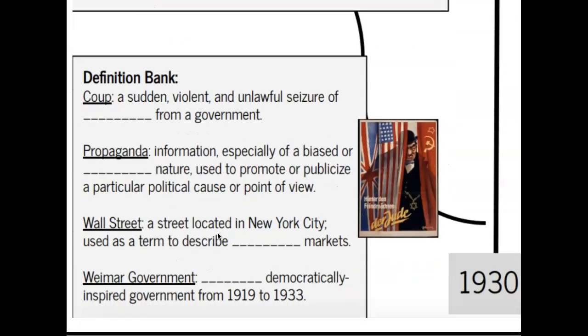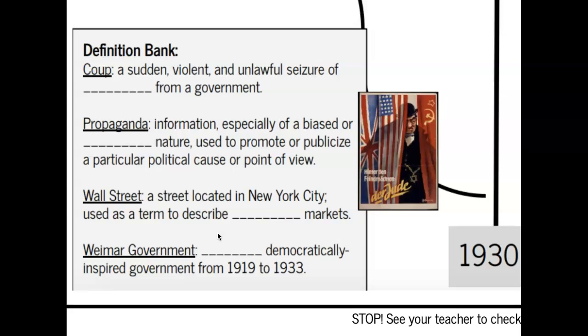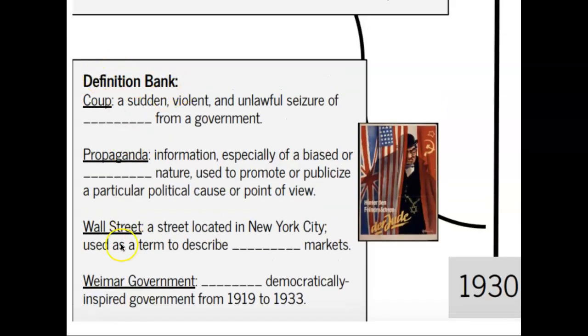Okay, so we know that things are going well in America, and that impacts the rest of the world economically. Before we jump into the timeline, let's look at these definitions down here. There are 4 important terms that we would like you to know going forward with this set of notes. First, let's talk about the word coup. It has a silent T at the end, and it's short for coup d'etat. A coup is a sudden, violent, and unlawful seizure of power from a government. We've seen many coups throughout history, and we'll see one here with Hitler shortly.